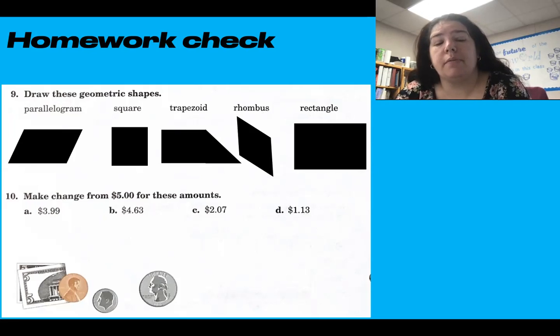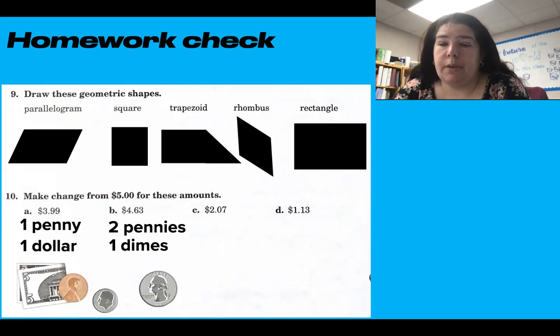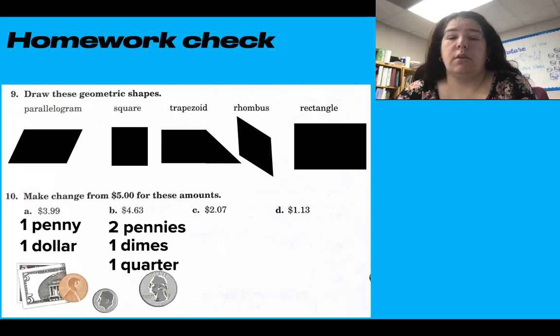Making change from $5. Take $5 and count backwards. Start to get from $3.99 to $5. So you'd have 1 penny to get you to $4 and $1 to get you to $5. Good. So how about $4.63? First, you need 2 pennies to get you to 65 cents. Then you want a dime to get you to 75 cents. A quarter to get you to $5.